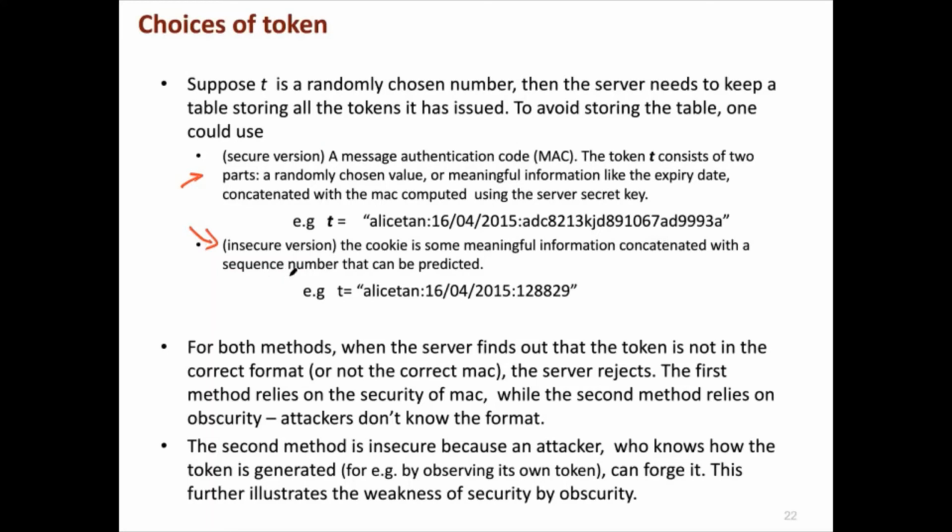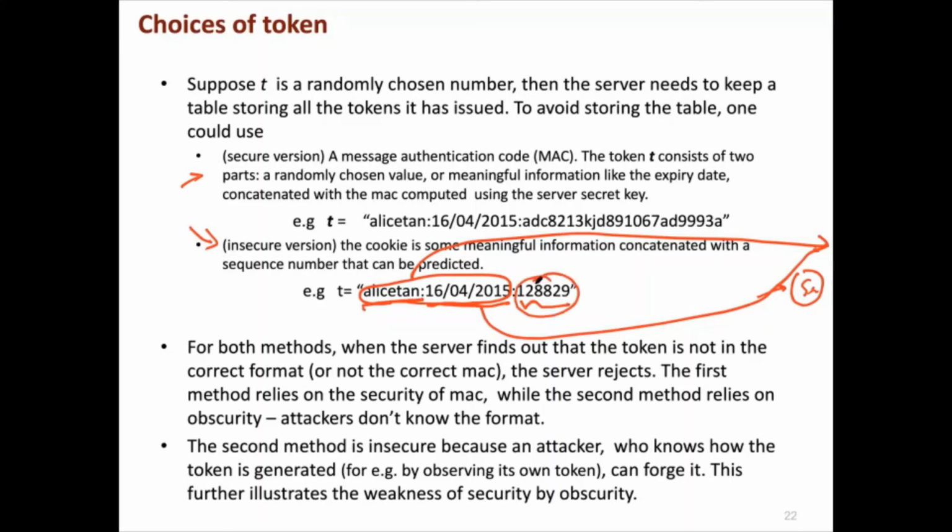And next time when someone is sent to a server for authentication, the server will just check this information to see whether Alice Tan is a valid user, the date is correct, and then this sequence number is, for example, you know that the previous visit is 128829, so you can read out the record of the previous visit. Okay, this type of meaningful message can sometimes be predicted and guessed.